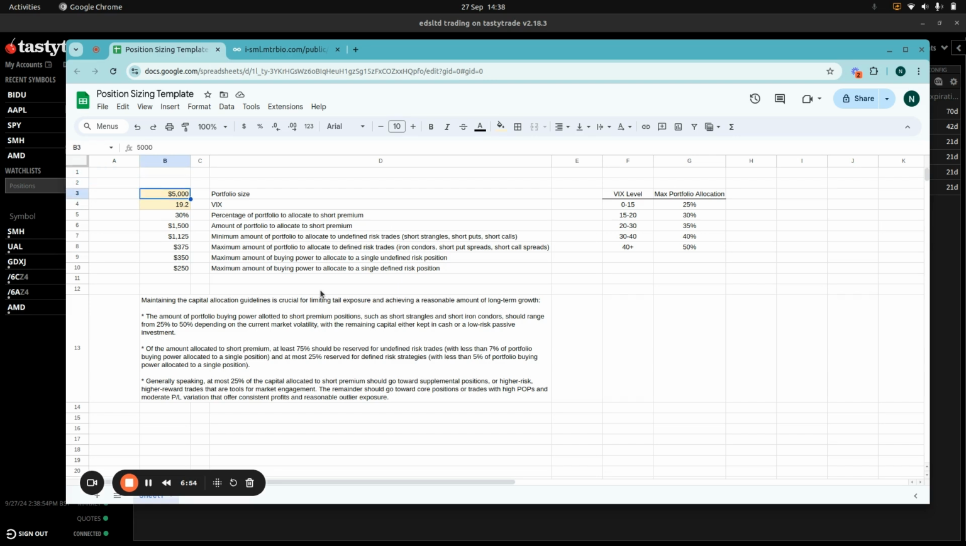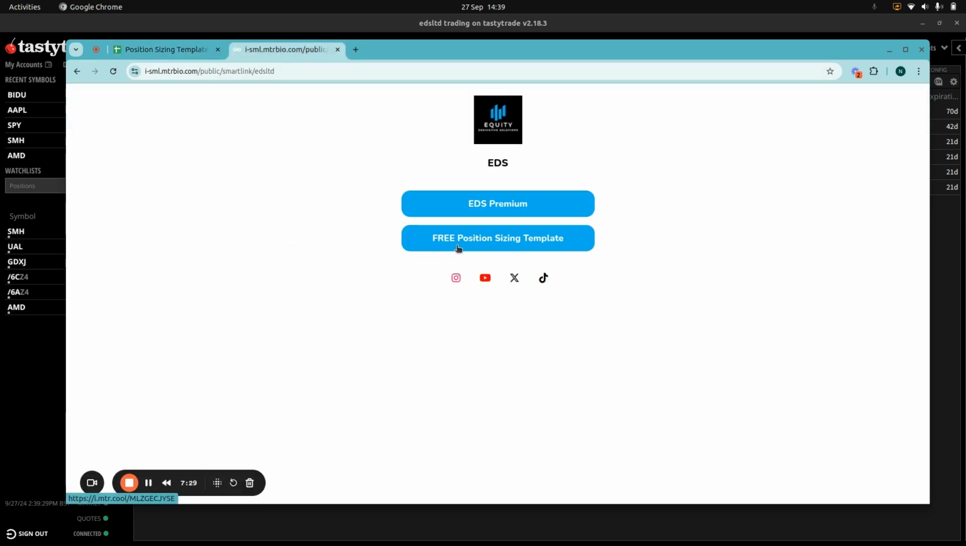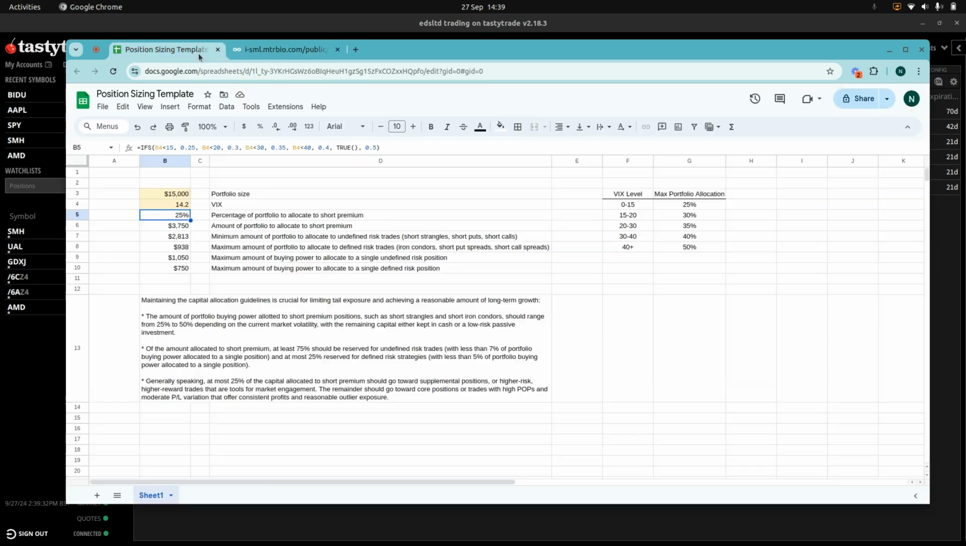The way it works is you enter in the size of your portfolio. Let's say if it's $15,000. Below that, you will then enter in what the current VIX level is. Let's say if it's 14.2. Everything below will then be automatically calculated for you. It will tell you how much buying power to allocate to each undefined risk position, each defined risk position, how much of your portfolio you should allocate to short premium strategies in general. And as long as you use this information to form the backbone of your portfolio, long term, you will be just fine.